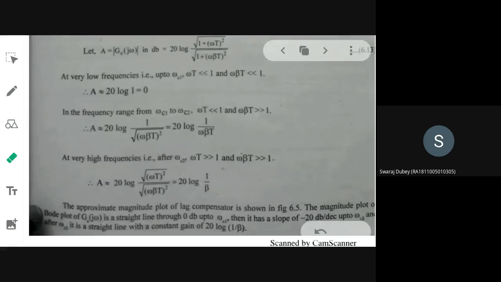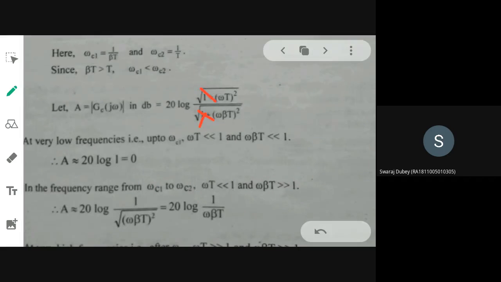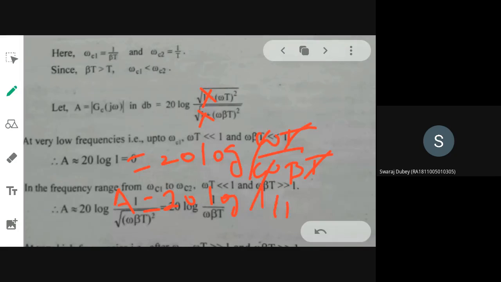When both omega t and omega beta t are greater than 1, the 1 will be eliminated if you substitute. So what will be the gain here? 20 log omega t divided by omega beta t. So omega t will get cancelled. So what is the gain for the third case? 20 log 1 by beta.